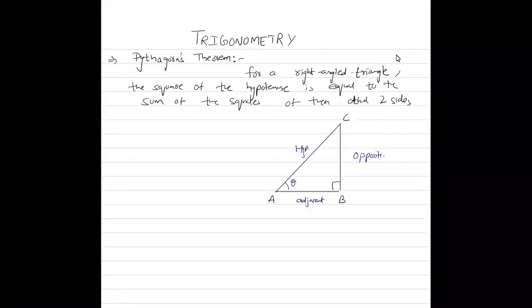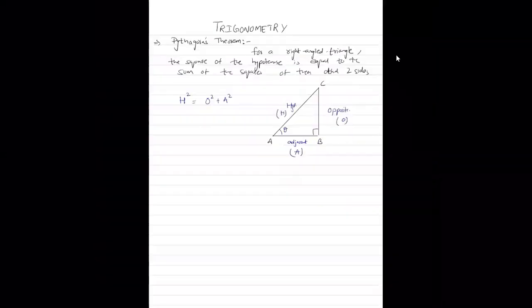Now, Pythagoras theorem states that hypotenuse squared, the square of the longest side in a right angle triangle, is equal to the sum of the squares of the opposite and the adjacent side. That's only for the right angle triangle. All right. So if you have a question, let's do a question and see if you can apply this.